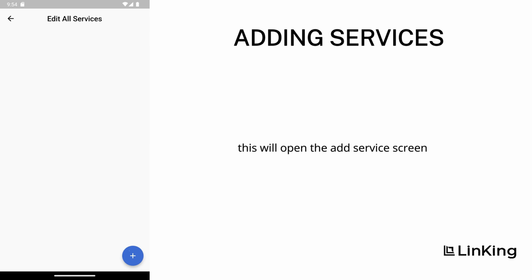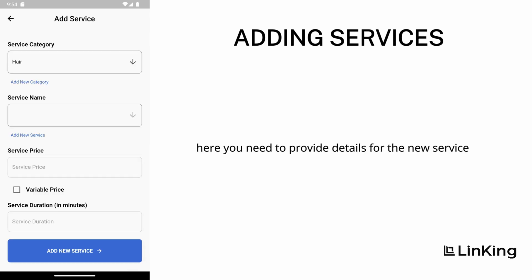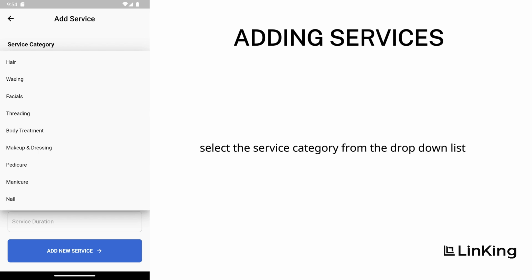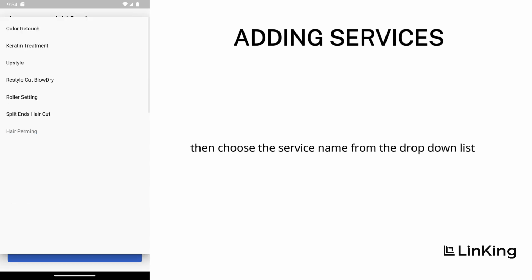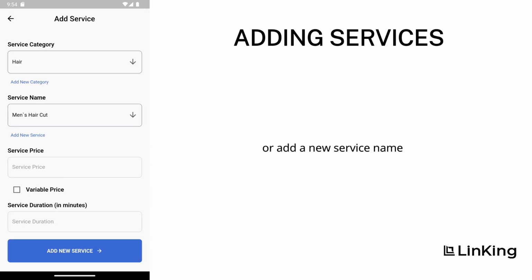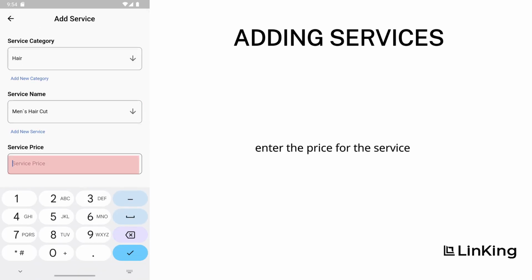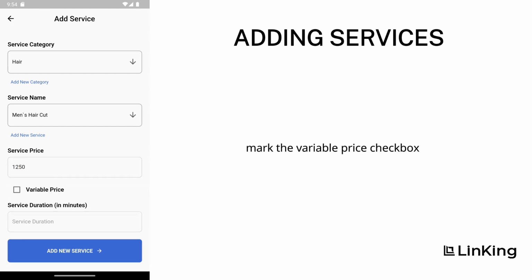This will open the Add Service screen. Here, you need to provide details for the new service. First, select the service category from the drop-down list or add a new category. Then, choose the service name from the drop-down list or add a new service name. Enter the price for the service, and if the price is variable, mark the Variable Price checkbox.